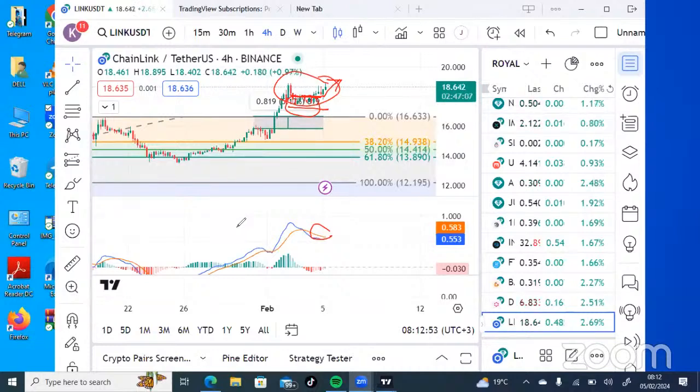But me, I'm not here to analyze coins. I'm here to teach you how to use the indicator. You go and analyze the coin by yourself. Just ask me about the indicator. Guys, I'm not here to analyze coins.